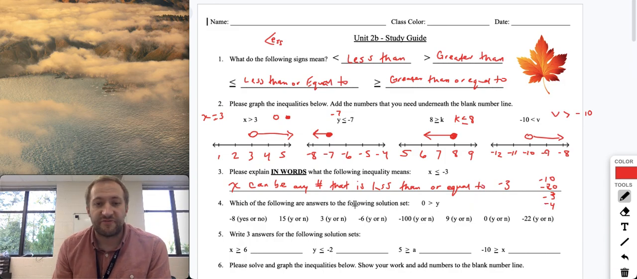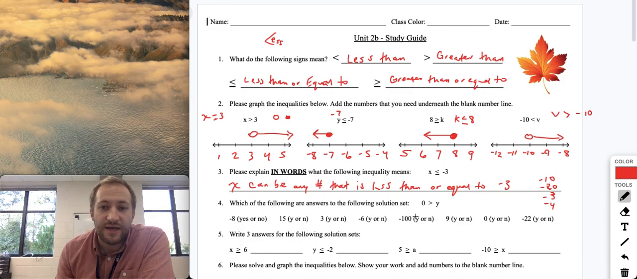The next one, which of the following are answers to the following solution set? 0 is greater than y. So what this means is that I'm trying to find out what are possible values of y, and the ones that I've listed down here below, that could work for y. 0 is greater than y, or if you flipped it around, that's the same thing as y is less than 0. Notice how I flipped the sign, but I put the variable on the left side. So now I'm looking for any number that is less than 0. Any number that's less than is going to work here.